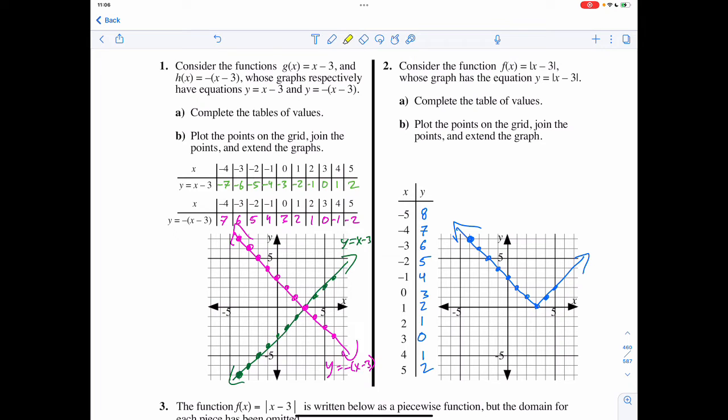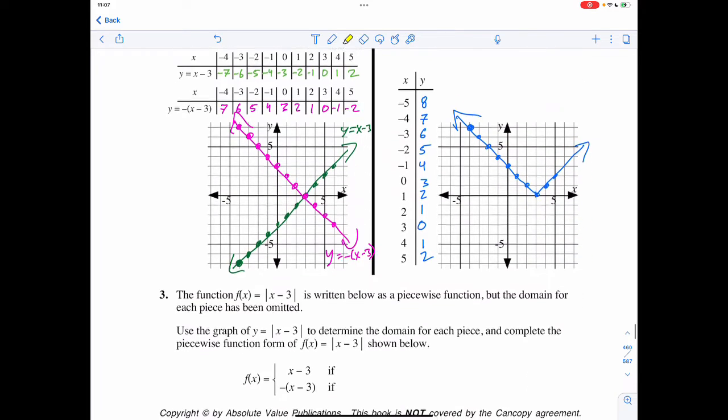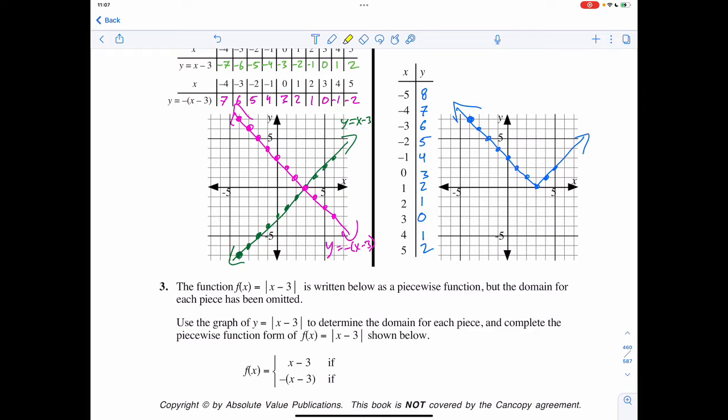Once again, if I take my one graph over here, it's going to look the same as those two straight lines as long as the y values are positive. So I can write it as a piecewise function, where any time that it is greater than or equal to 3, it looks like my positive version. Anytime that is less than 3, it looks like my negative version.